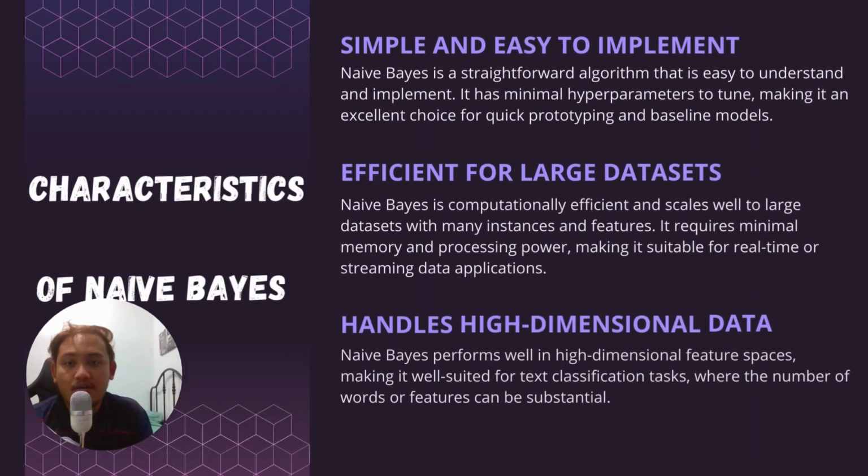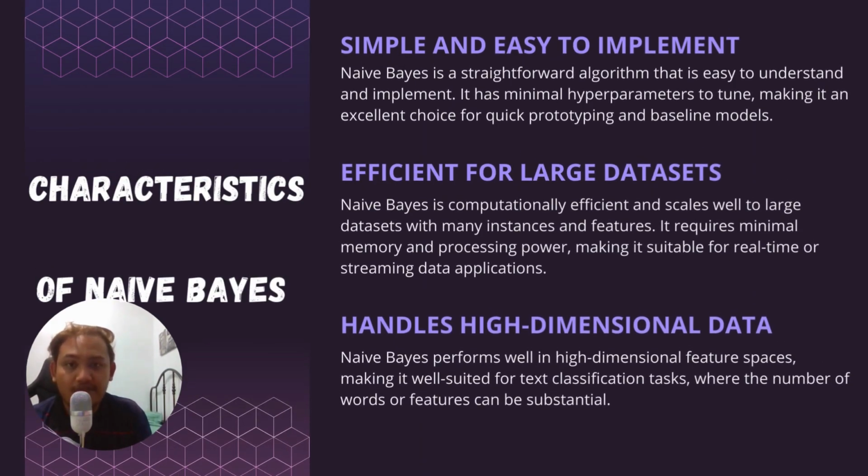So what are the characteristics of naive Bayes? It is simple and easy to implement. Naive Bayes is a straightforward algorithm that is easy to understand and implement. It has minimal hyperparameters to tune, making it an excellent choice for quick prototyping and baseline models. Next, it is efficient for large datasets. Naive Bayes is computationally efficient and scales well to large datasets with many instances and features. It requires minimal memory and processing power, making it suitable for real-time or streaming data applications.